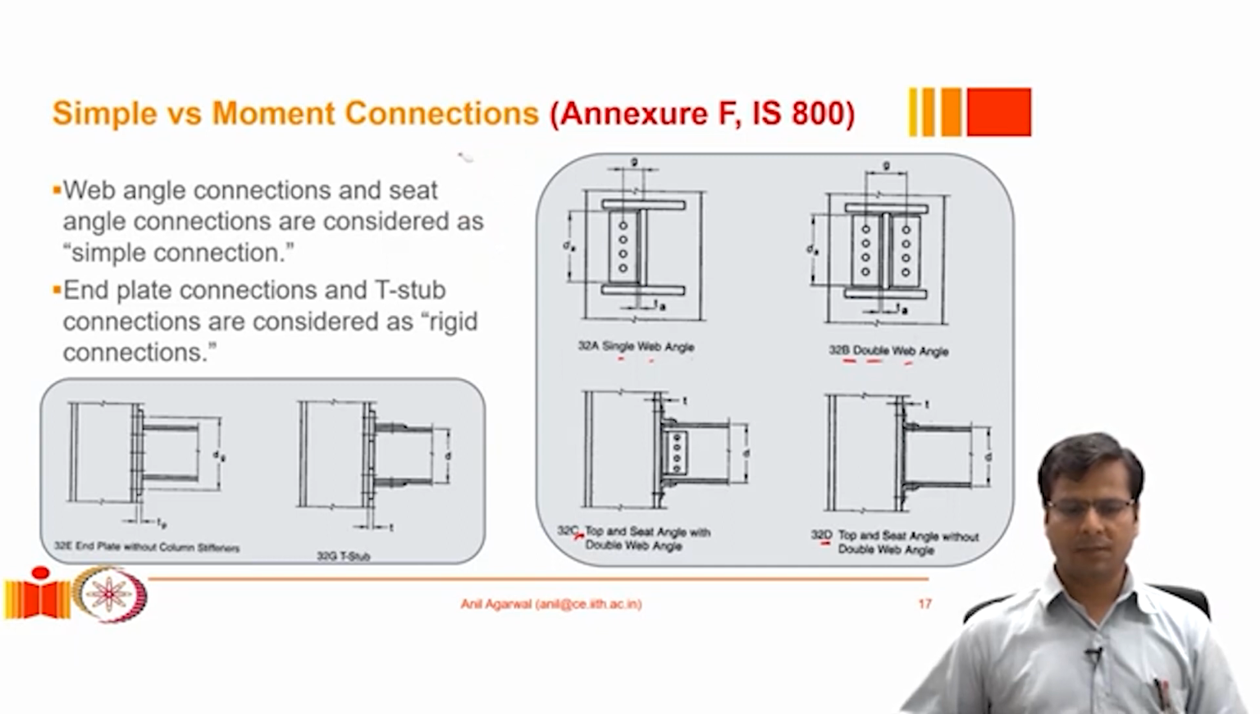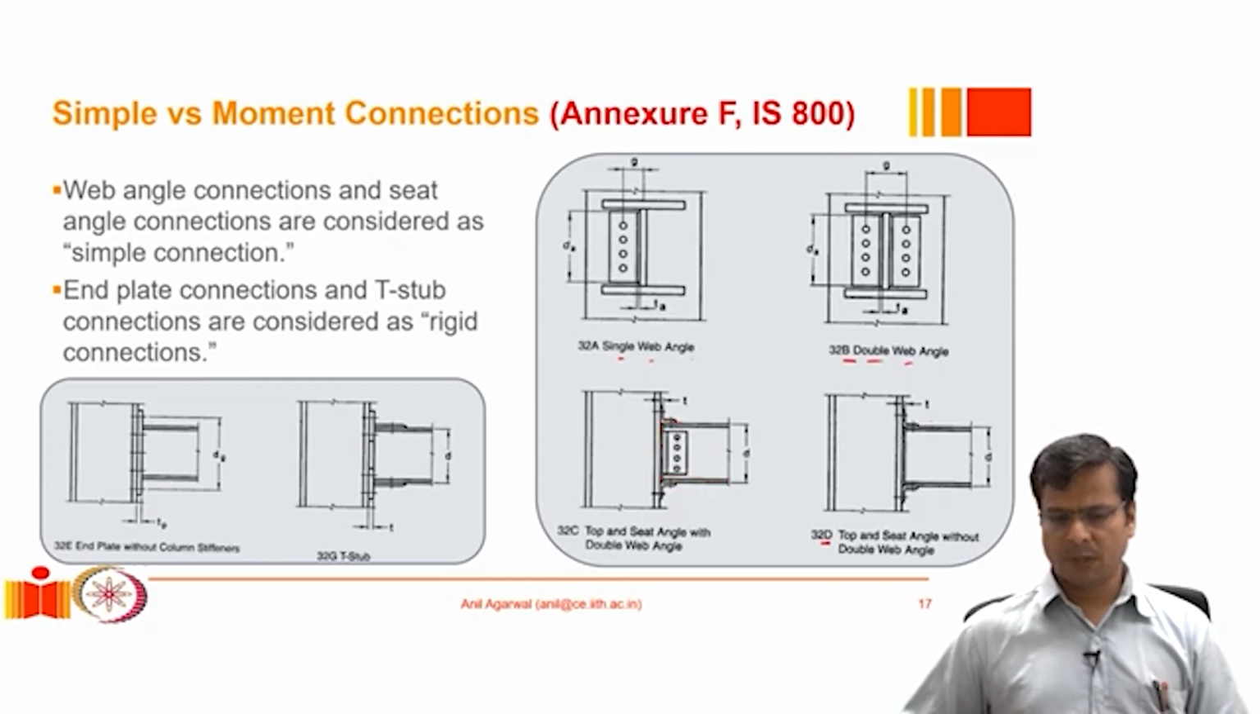In addition to these, another commonly utilized type, which is also specified in IS 800, is the type where we use a double web angle in addition to a top and bottom seat. So there is a top angle and there is a bottom seat. Please pay attention to this connection. This is the beam.